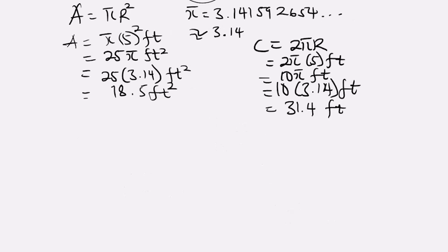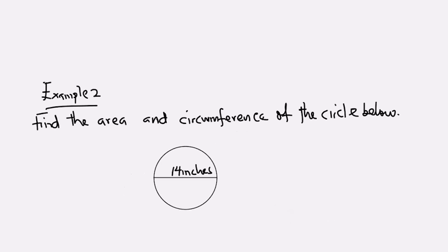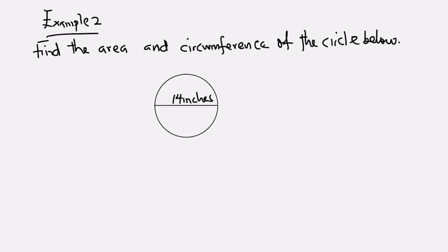Now, let's look at another example on the same area and circumference of a circle. In this example, we are given the diameter instead of the radius. We are given the diameter of the circle as 14 inches. Therefore, what do we have to do? We know that the diameter of a circle is equal to 2 times the radius. And therefore, if you want to find the radius of the circle, we need to divide the diameter by 2, because the radius of a circle is equal to half of the diameter.